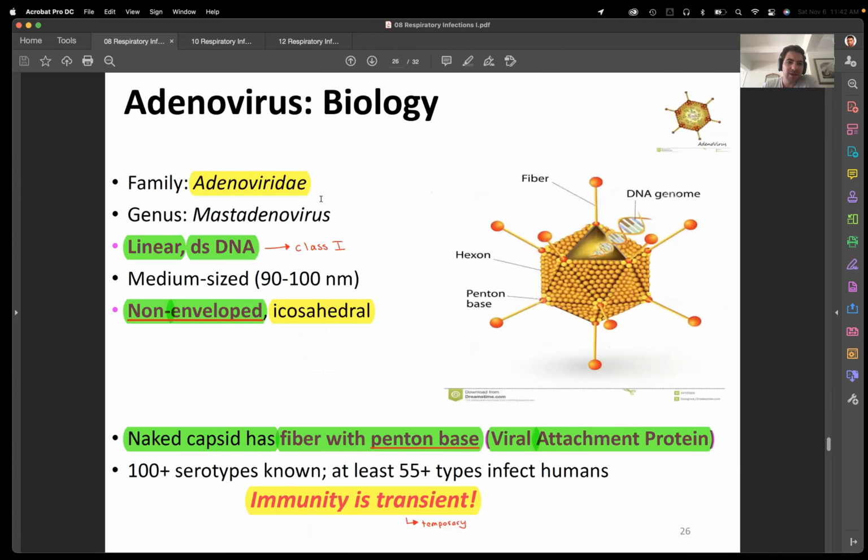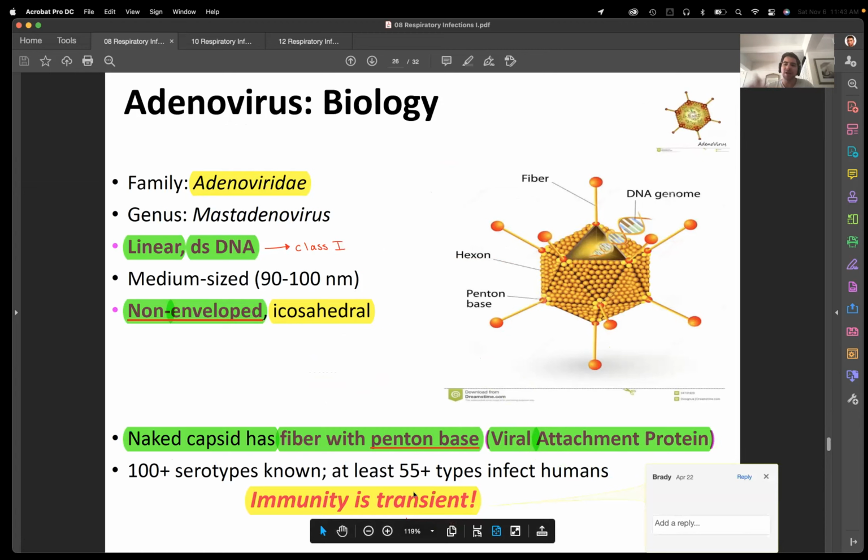All right, and then the third one is adenovirus, where this one's double-stranded DNA, so it falls under class 1, non-enveloped. So again, like I said with the virulence factors, I don't learn them all, but this is something that's very specific: this attachment protein has this penton base. I don't even know what that means, but I know that it's specific to it, right? It helps to attach. And then what does it mean to say that immunity is transient?